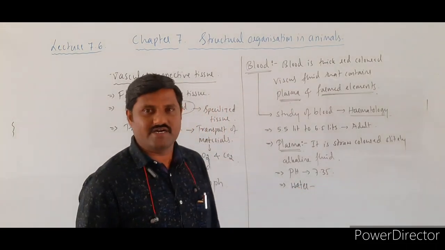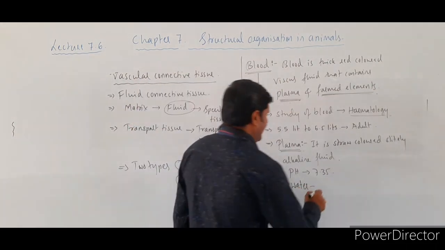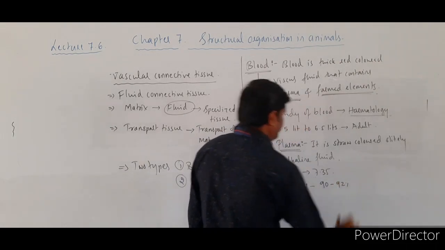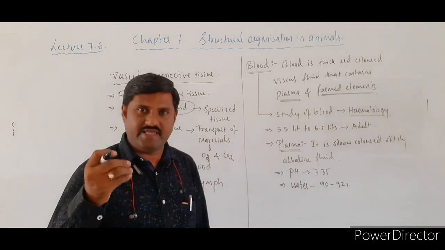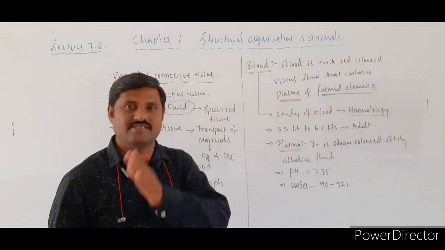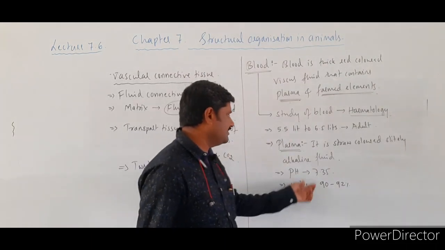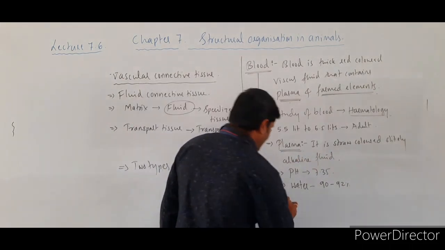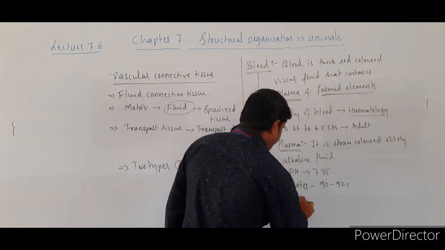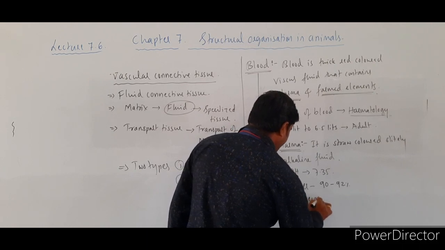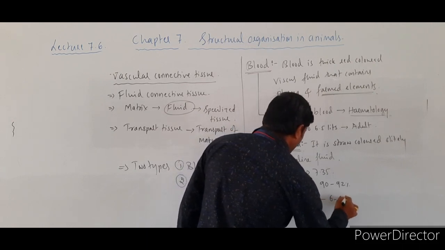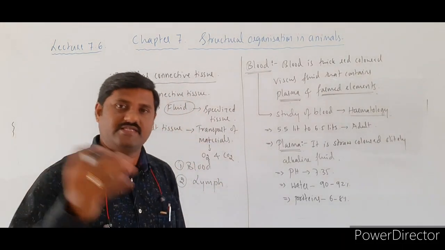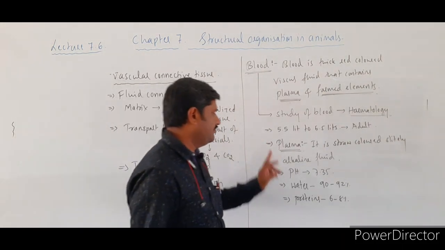Maximum amount of water is present in the plasma. About 90 to 92% is water, and the remaining 8% is other things. Hence it is alkaline in nature, as already mentioned. Apart from this, it contains some proteins, about 6 to 8%. Proteins are the major components of this plasma.